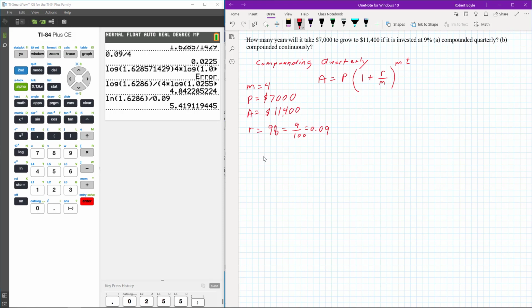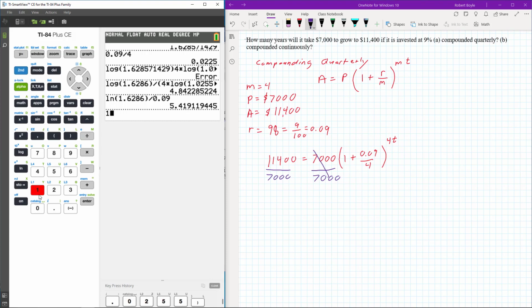Making the substitutions, we have A, which is $11,400. This is going to be equal to P, which is $7,000, times the quantity 1 plus 0.09 divided by 4. And that's going to be raised to the 4t power. Well, the first thing that we can do is divide both sides by $7,000. And if we do, these will cancel, and we can use our calculator to figure out what we're going to get on the left-hand side.